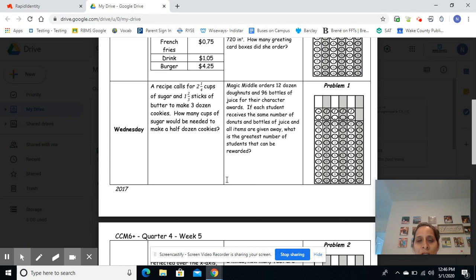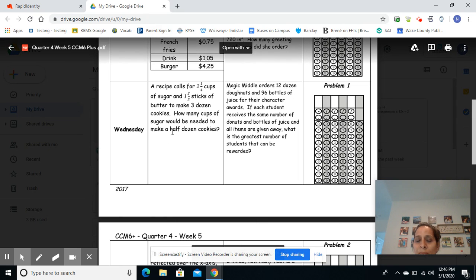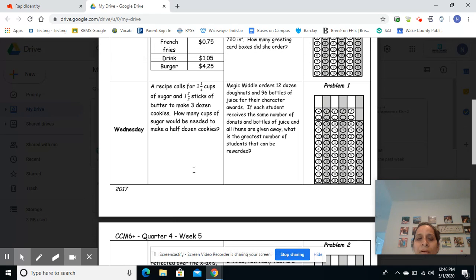A recipe calls for 2.5 cups of sugar and 1 2/3 cups sticks of butter to make 3 dozen cookies. How many cups of sugar would be needed to make a half dozen cookies? So remember, in this problem, you want to make a proportion and kind of line things up, or try to find out how much it costs for 1 dozen.